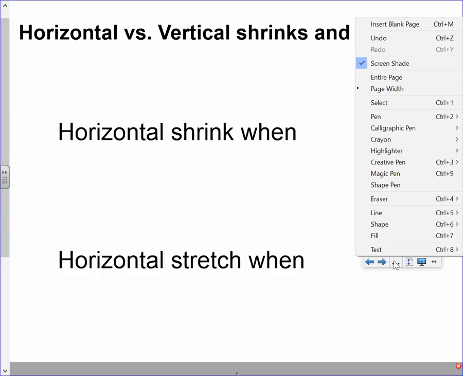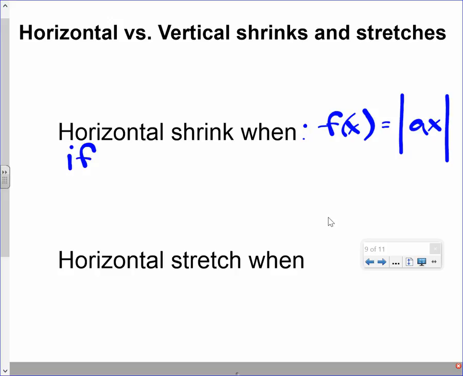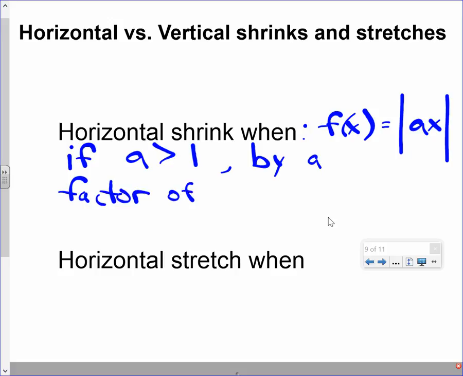Here we go. So, horizontal shrink when we write f of x equals absolute value of ax. Notice how the a is inside the absolute value symbols now. That'll be a shrink if, let's describe that a now, if it's bigger than 1 or less than 1. If a is greater than 1, so any number that's bigger than 1, like 2, 3, 4, 5, 5.5, 6.5, by a factor of 1 over a.